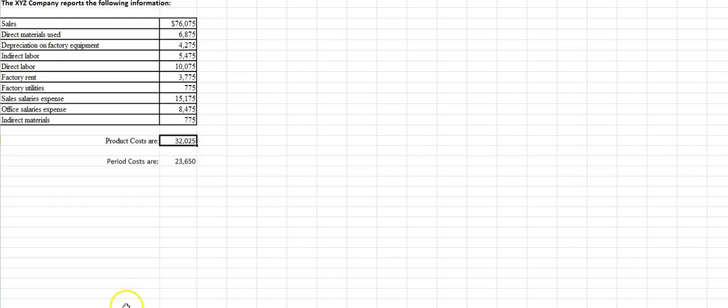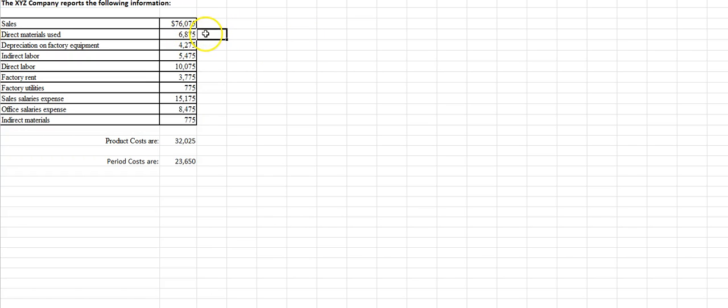Let's take a look at another question on the test. Okay. It says the XYZ company reports the following information. Sales is this much, direct materials used is this much, depreciation on factory equipment is this much, and they give you a list of things, and then they want you to determine what are the product costs, right? Well, sales isn't a cost at all. That's a revenue. So we'll go ahead and eliminate that one immediately. Direct materials used is a product cost, right?